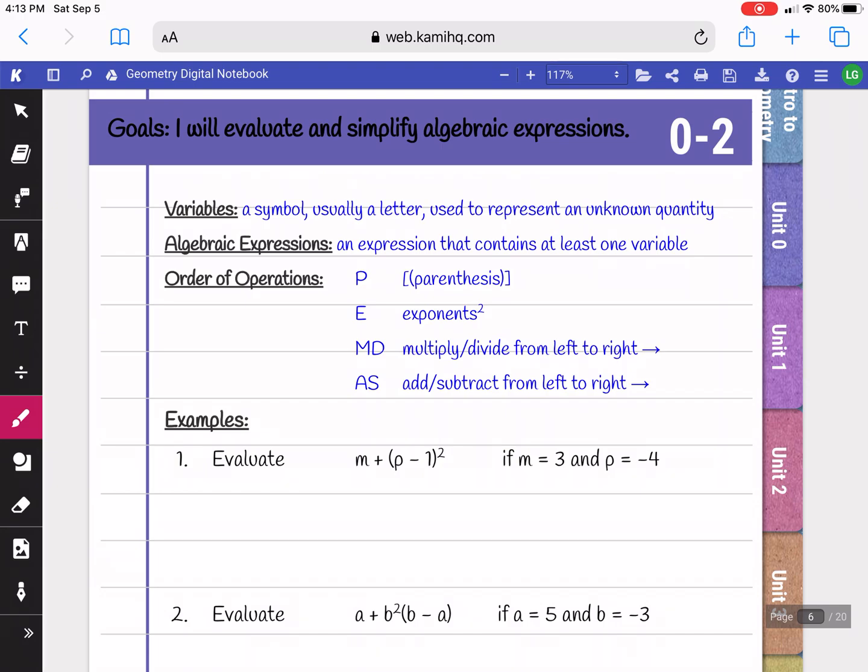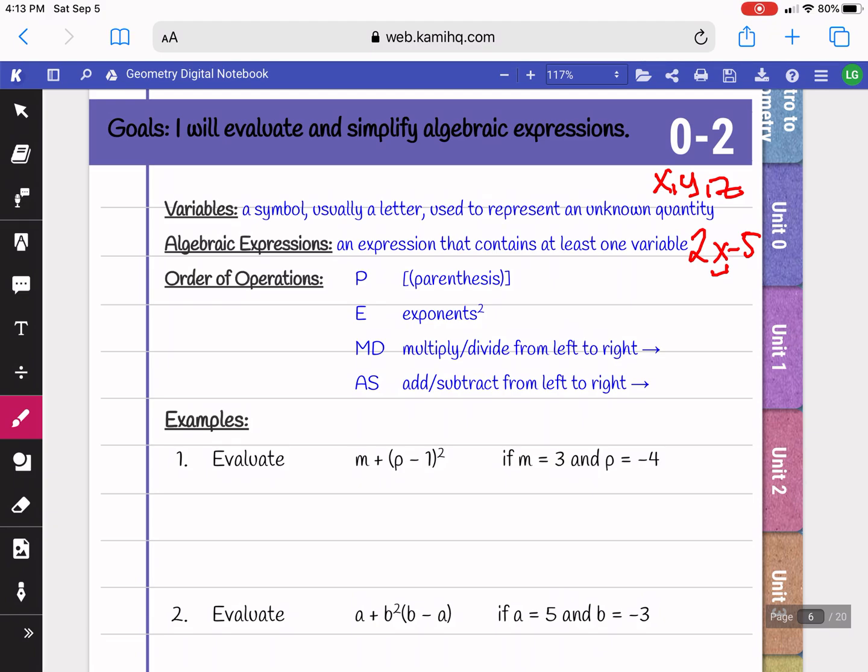Variables you've seen before in Algebra 1, those are your letters or symbols that we use in math to represent unknown quantities. Algebraic expressions are any expressions that have a variable in them. So like here, we have an x, making this an algebraic expression. Note that if something has an equal sign, it's an equation, not an expression.